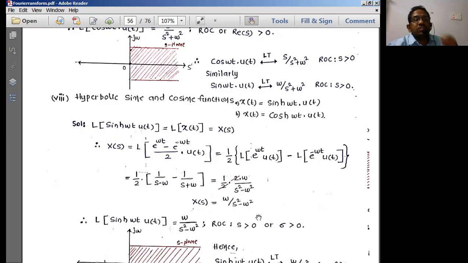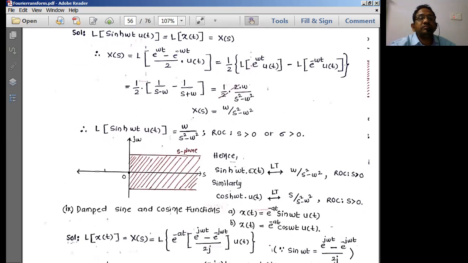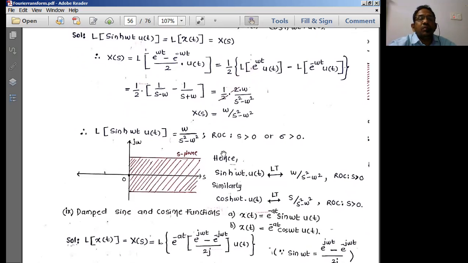So this is the equation we get for the Laplace transform of the hyperbolic sine function. Now what about the ROC? ROC is same as the previous one. That means the ROC is going to exist for all sigma greater than 0. For all sigma greater than 0, ROC is going to exist. So this is sigma, not s, j omega will be having.